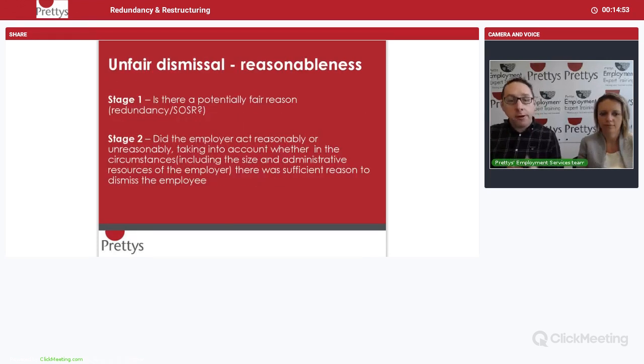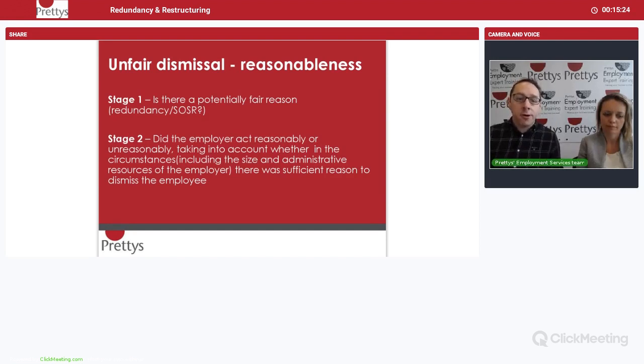It's just worth looking now. I will go back to the previous slide, but I just wanted to look at this one first. When we are looking at advising on dismissals, when you're looking at your redundancy exercise and you're looking at how you do it fairly, really just bear in mind this two-stage test. Have we got a potentially fair reason? And the ones we're looking at here are redundancy or SOSR. We then go on to ask ourselves, did the employer act reasonably or unreasonably? Or rather, this is a question the tribunal will ask.